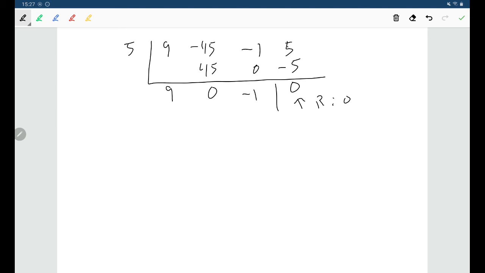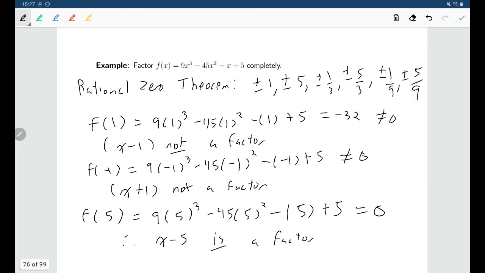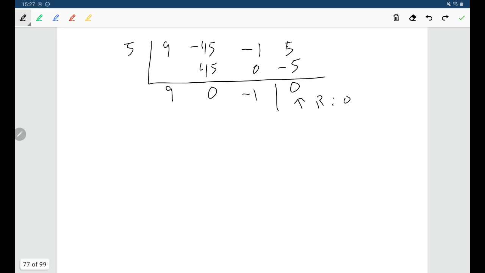If our remainder didn't turn out to be 0, that would contradict what we just found on the previous slide, that f of 5 was 0. So that would be a sign that something I did was wrong, either my division or evaluating my function. Whatever f of 5 is, that should be the same thing as what I get when I divide by x minus 5. And yes, there we go, our remainder is indeed 0. Our quotient is 9x squared plus 0x minus 1. And so that means f of x is now factored as x minus 5 times that quotient.